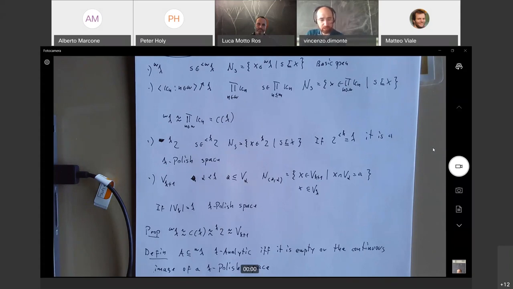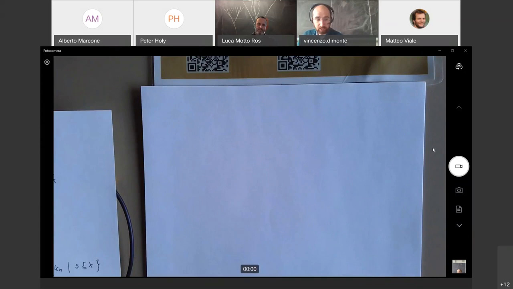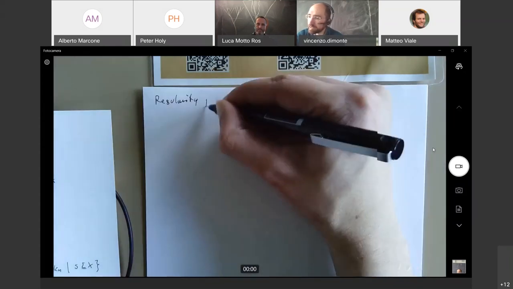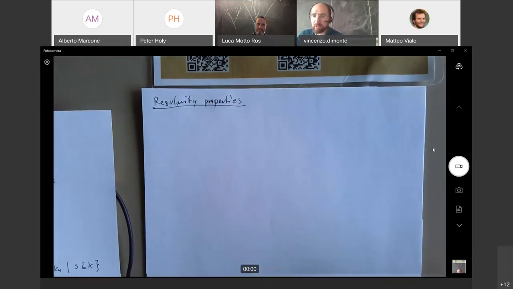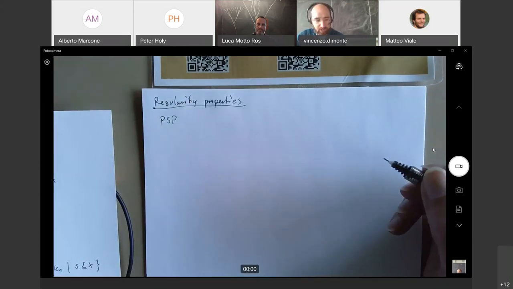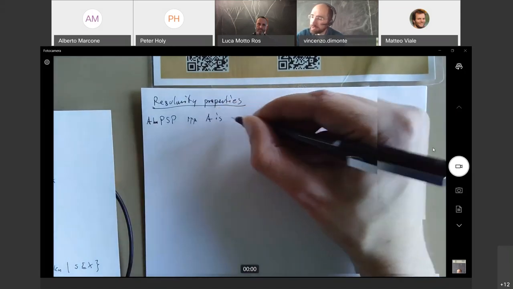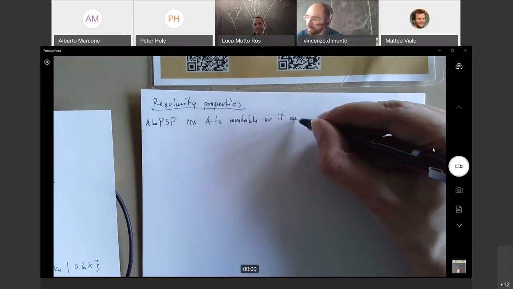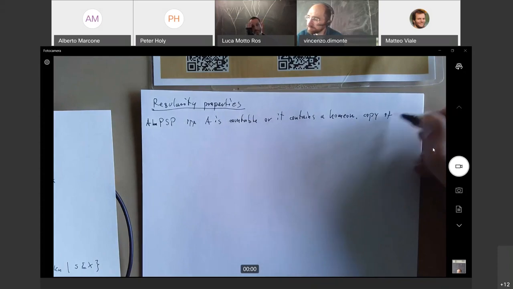And today I'm interested mostly in the regularity properties. I'm going to use a new page. Regularity properties. Let me remind you what the usual regularity properties are. For example, the perfect set property: A has the perfect set property if and only if A is countable or it contains a homeomorphic copy of the Cantor space. Okay, this is the perfect set property.